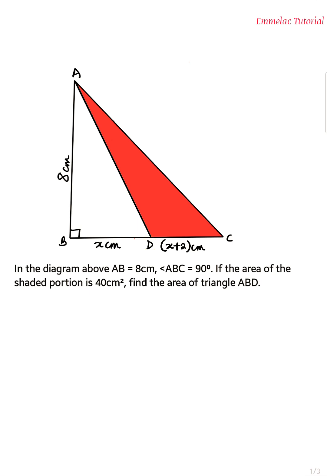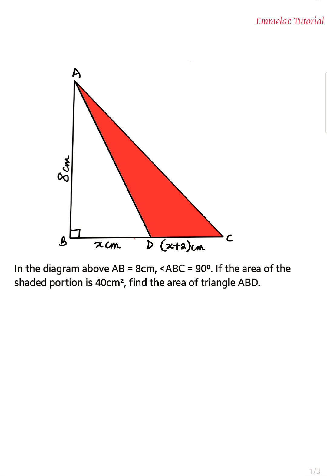If the area of the shaded portion is 40 centimeter square, so we have actually been told that the area of this shaded portion is 40 centimeter square. Find the area of the triangle ABD. So we need to find the area of this unshaded part. Okay, so let's get started.